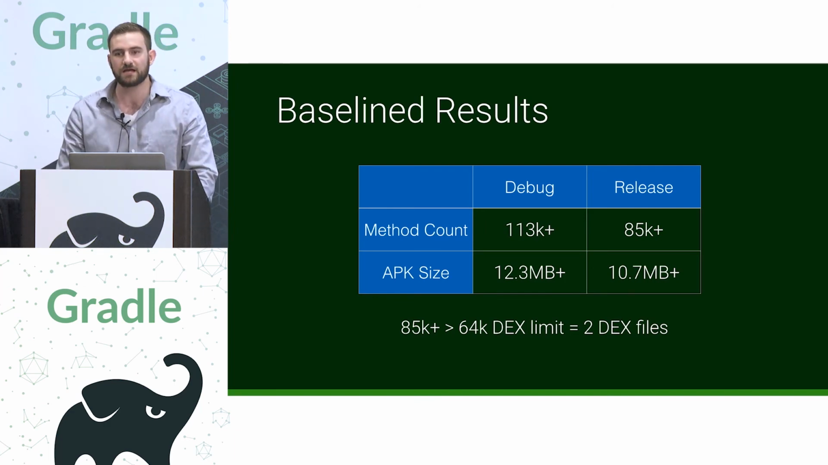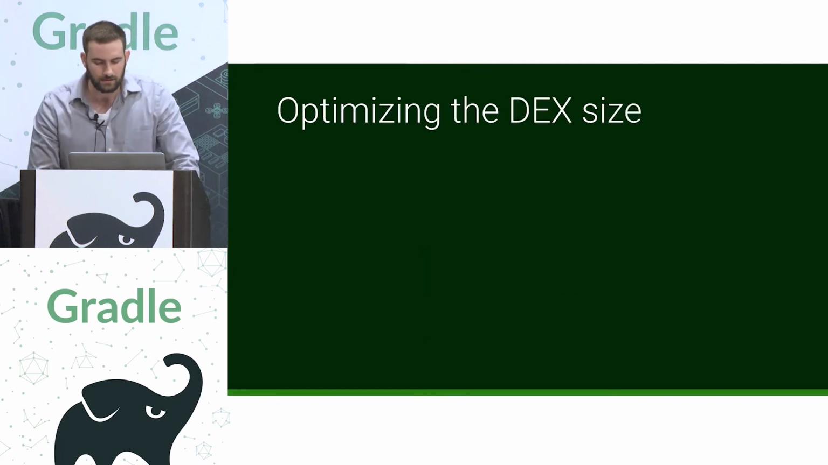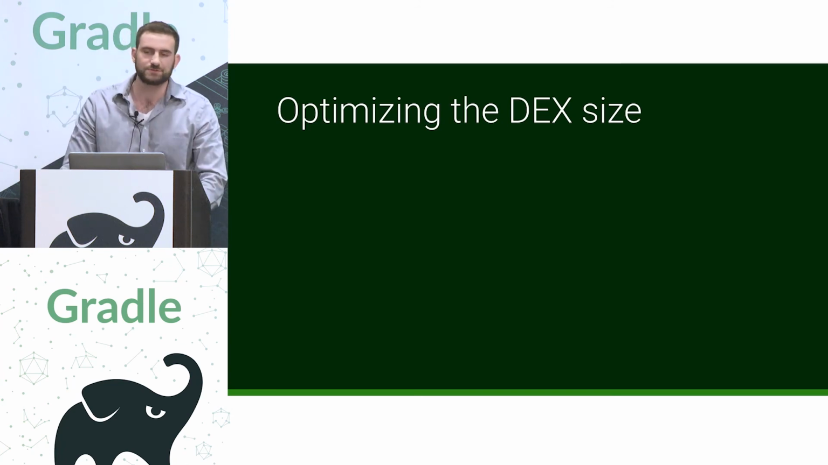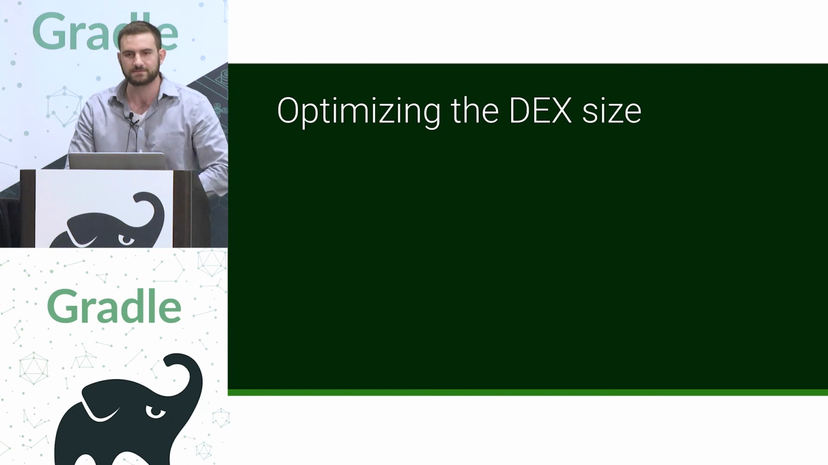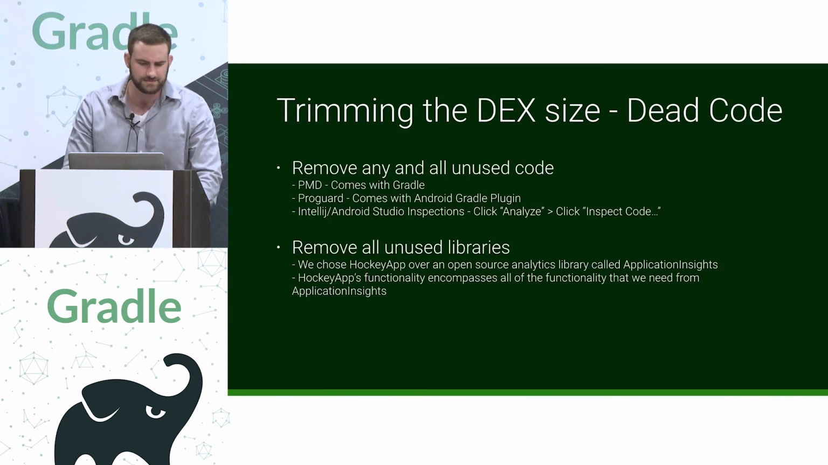So now we have a baseline, we can actually move forward. Optimizing the DEX size. Here we'll talk about all my previous bullet points, as well as tools, and eventually at the end how to automate this and really look into preventing this and really getting your team to think about it. Especially as your team grows, we really want to think about how to prevent this in the future. So trimming the DEX size.